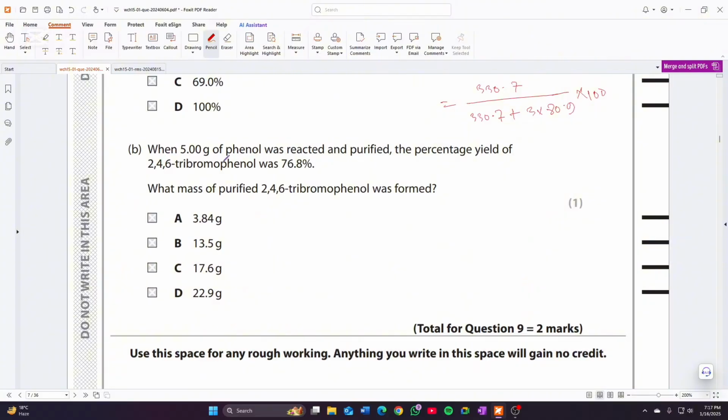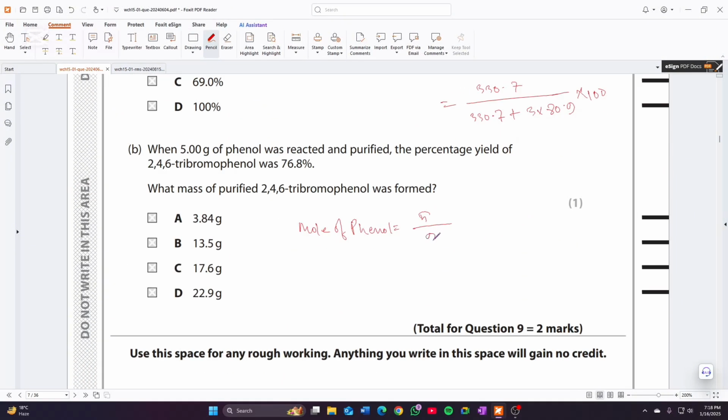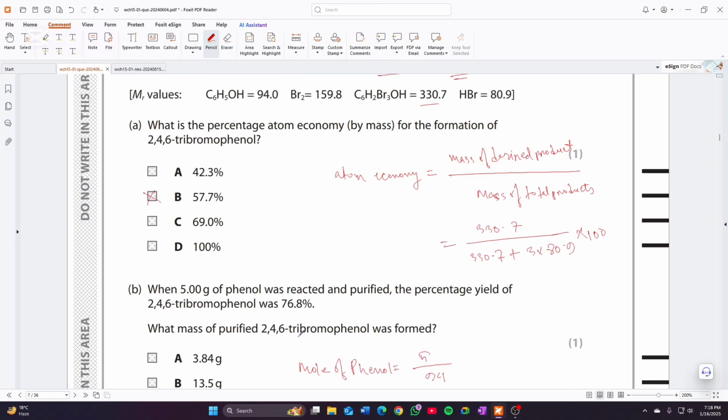For the next part, when 5 gram of phenol was reacted and purified, the percentage yield of 2,4,6-tribromophenol was 76.8. What mass of purified tribromophenol? We had 5 gram of phenol, so we can find the moles of phenol: 5 divided by the MR of phenol, which is 94. What is our mole ratio? Our mole ratio is 1:1. Therefore, the moles of tribromophenol are the same, but we have a percentage yield.